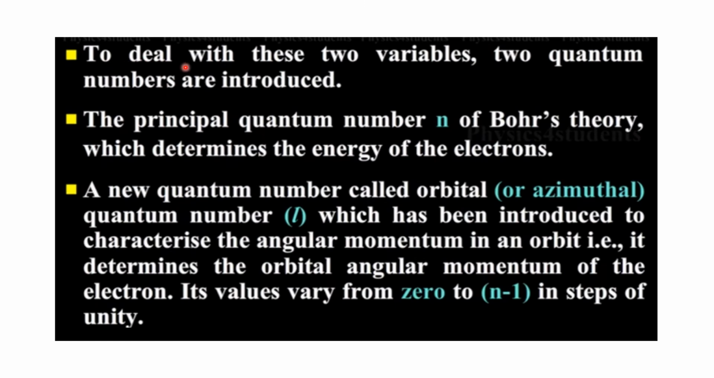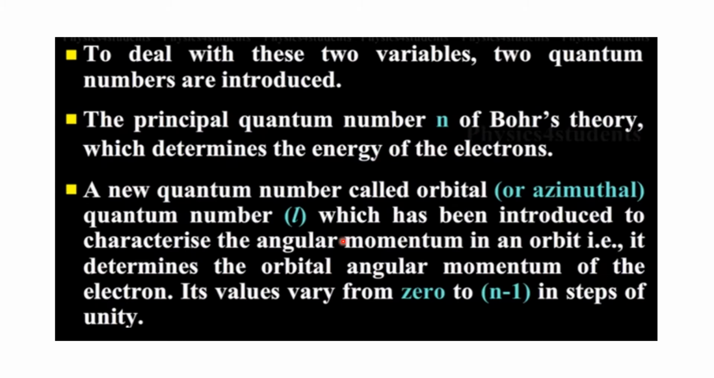To deal with these two variables, that is the change in velocity and the change in the relativistic mass of an electron, two quantum numbers were introduced. The first one is the principal quantum number, denoted by the letter n, and this is from Bohr's theory. It determines the energy of the electrons.